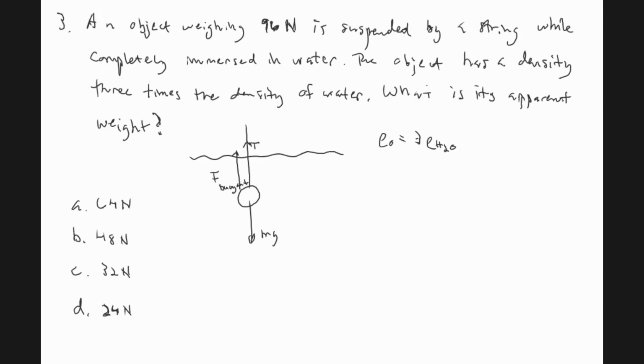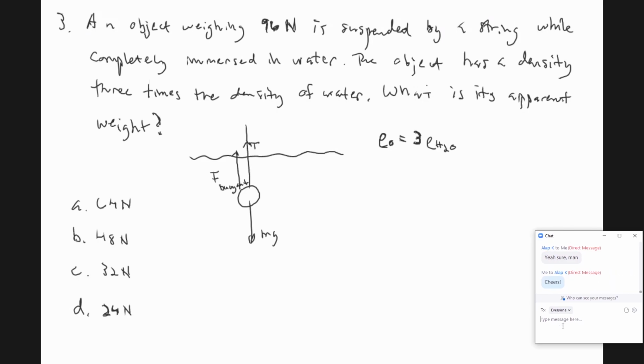Some of you have come up with the correct answers, others are still working on it. Sorry. So the density of the object is equal to 3 times the density of water. I'm just translating what it said in sentence form into an equation. The object has a density 3 times the density of water. So that's what it looks like in equation form.